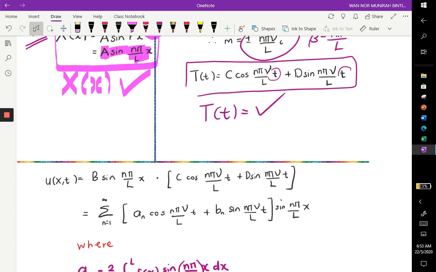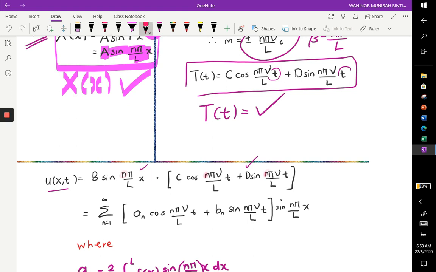The solution of u equals x dot t. What is our x? Our x is b sine n pi x over L, dot with the solution of t, this one. Since the solution here involves n, it means that we have an infinite series solution.